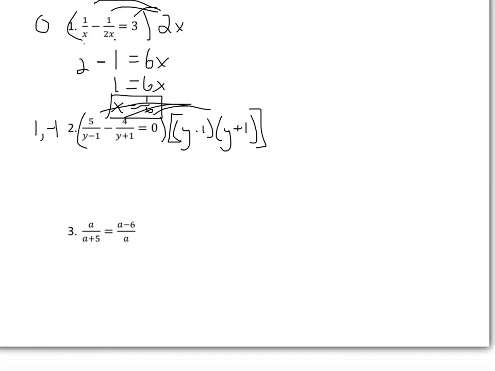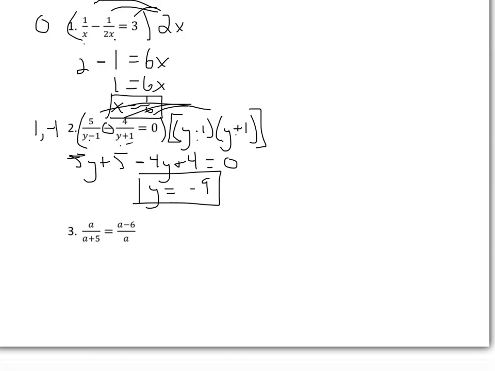When we multiply the first one by that, the y minus 1s go away, so we just have 5 times y plus 1, which is 5y plus 5. For the second one, we've got a minus sign, so remember, this minus sign has to distribute everywhere. Our y plus 1s go away, so we have -4 times y minus 1, so we get minus 4y plus 4. And anything multiplied by 0 is equal to 0. So our answer is just y equals -9. Now y equals -9 is not 1 or -1, so it is going to work. That's the answer.